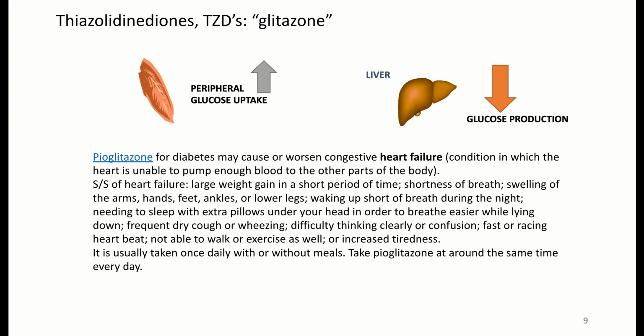Thiazolidinediones, TZDs. The suffix is glitazone. The example is pioglitazone. The modes of action are to decrease glucose production in the liver and to increase peripheral glucose uptake. Nursing consideration for pioglitazone for diabetes: it may cause or worsen congestive heart failure.